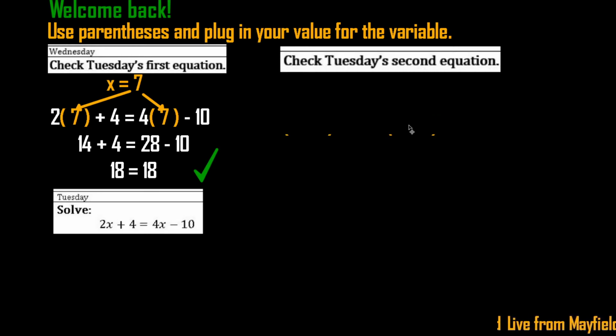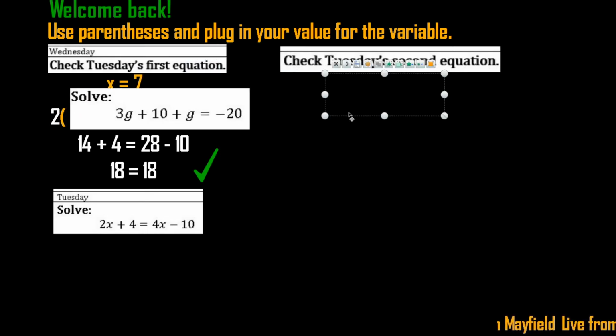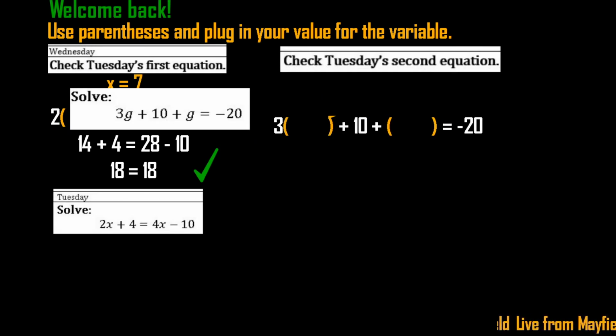So now on the other side, we have the second equation, which was 3g plus 10 plus 1g equals negative 20. What we did was we are going to use the same idea. We're going to plug in our values for our variables, but we're going to use parentheses as a placeholder. That way we can very easily plug in that answer that we got.